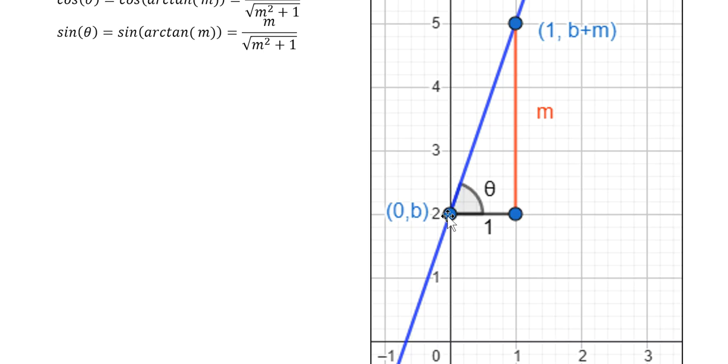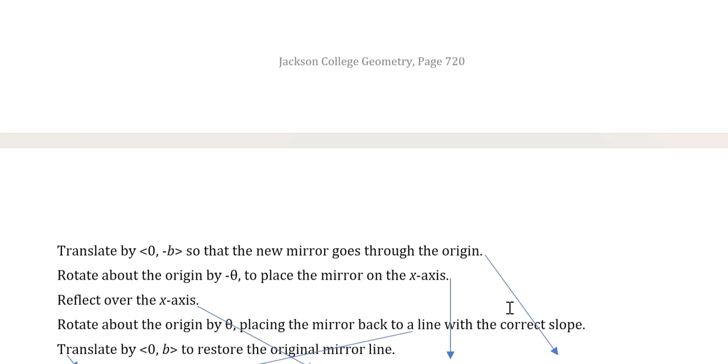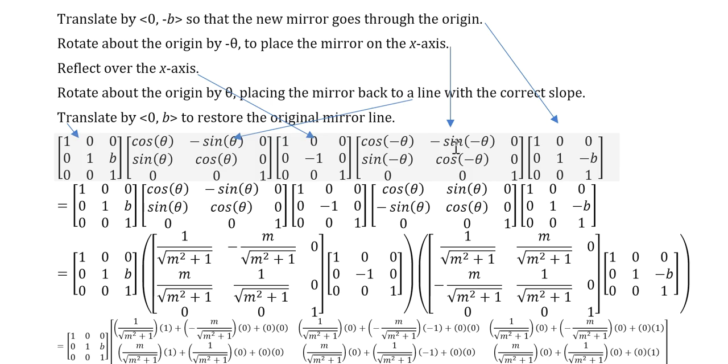First of all, you shift it down by b, and then this angle theta is going in the positive direction. We rotate in the opposite direction, minus theta, which turns the line into the x-axis. That's what I give him by that matrix. Then this matrix here is a matrix for reflecting over the x-axis.